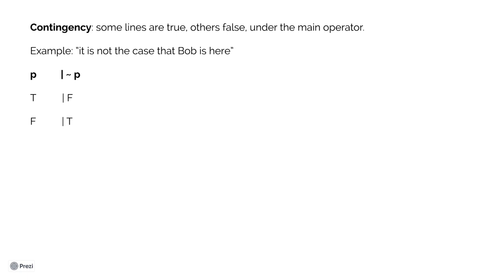So in our truth table, we have a contingency when some lines are true and some lines are false. For example, if I assert it is not the case that Bob is here, the logical operator leaves us with one line that is false and one line that is true. So it is possible that Bob is here. It's also possible that he's not here. The assertion is a contingent truth, and so our truth table has contingency.